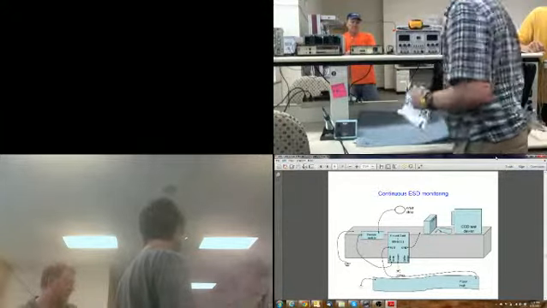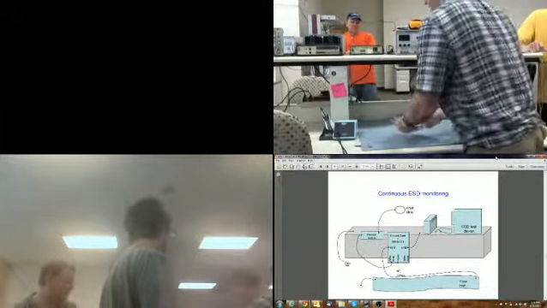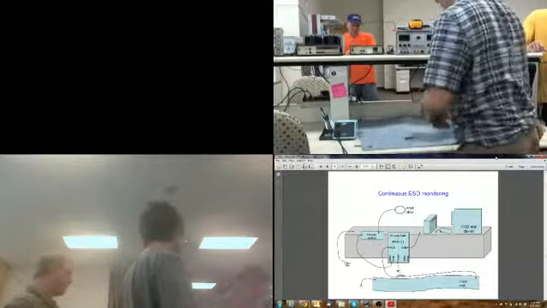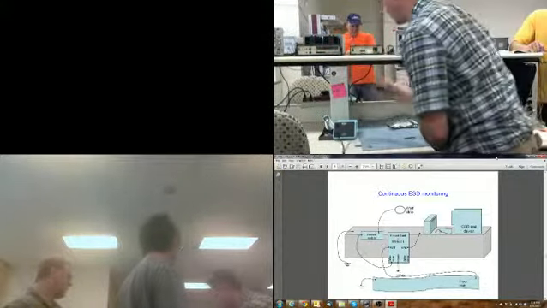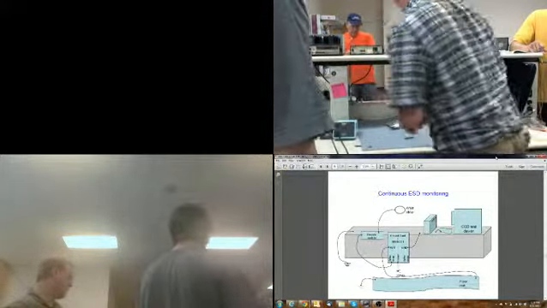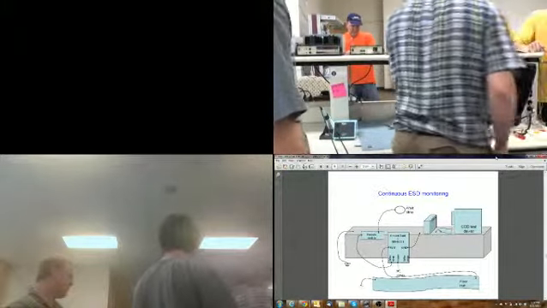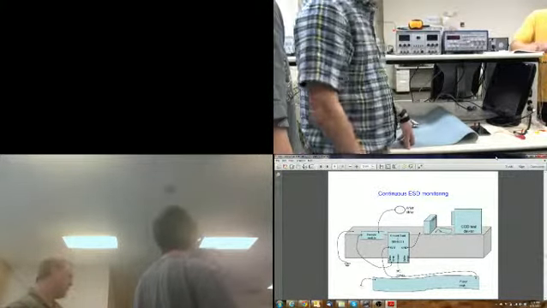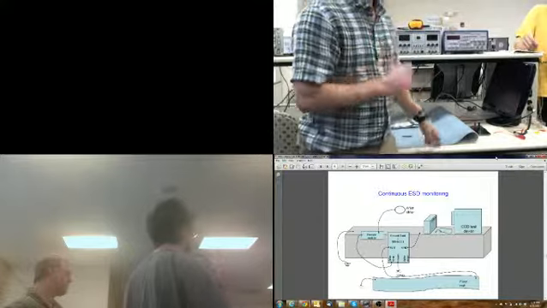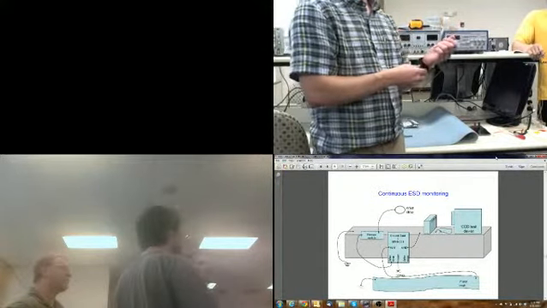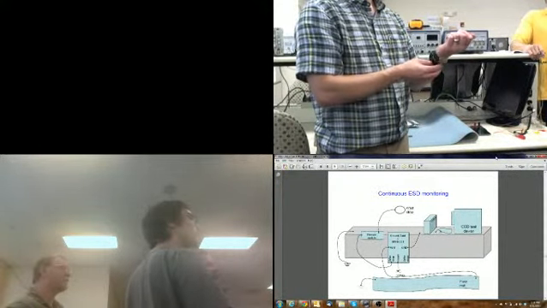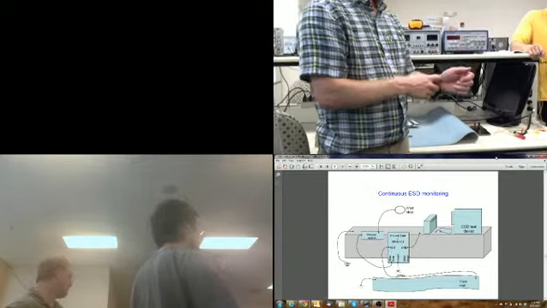Disaster. Make sure that your mat's grounded, and put it down here. Keep your wrist strap on. Then you can go ahead and start soldering or whatever you need to do to it. So that's the typical procedure. Any questions on that? We're going to be graded on the procedural steps? Yep. Certainly.